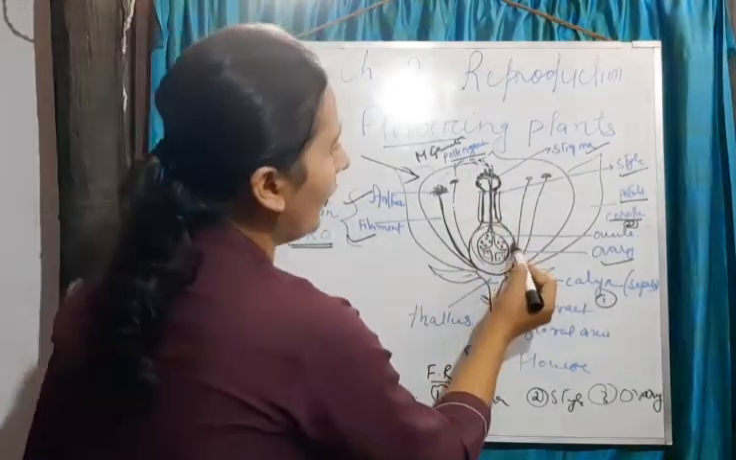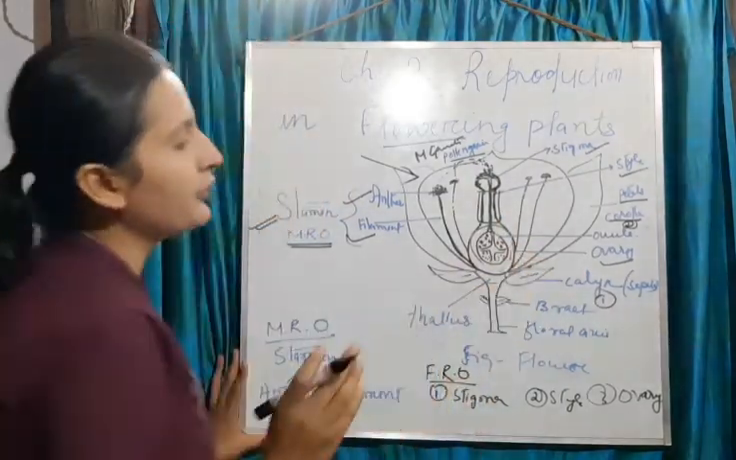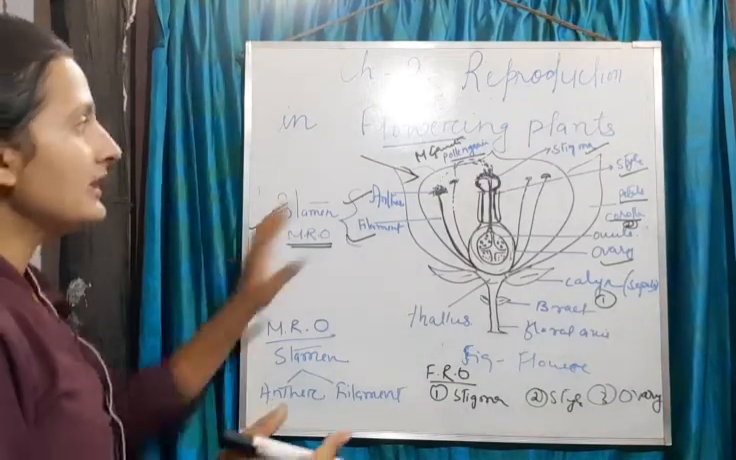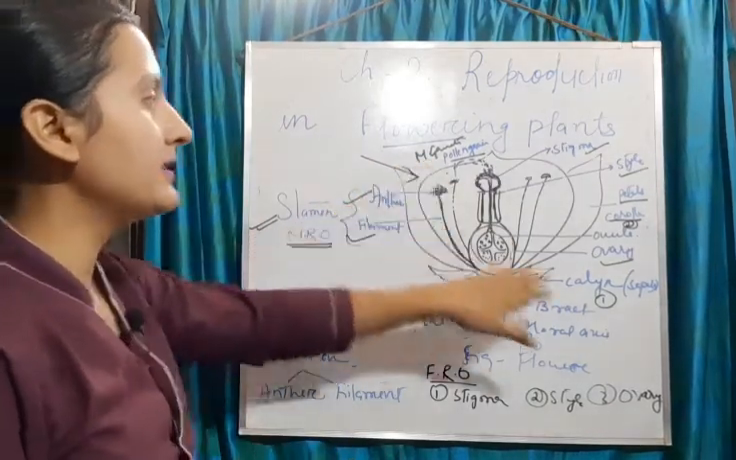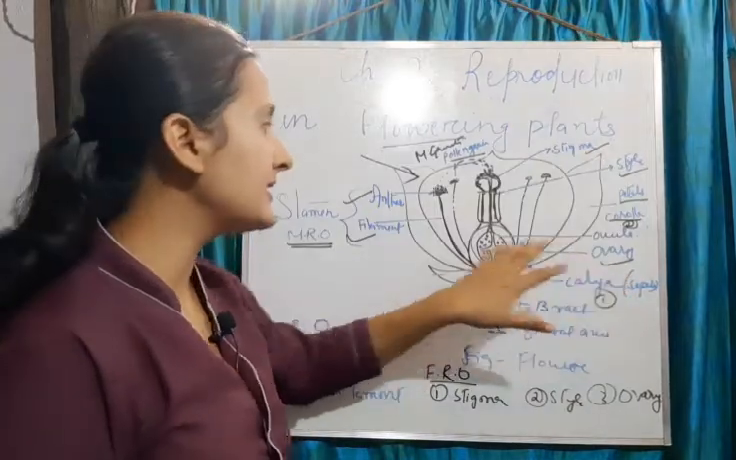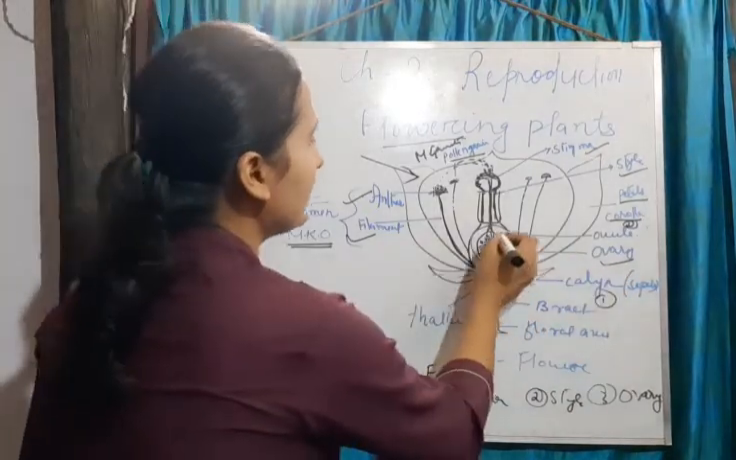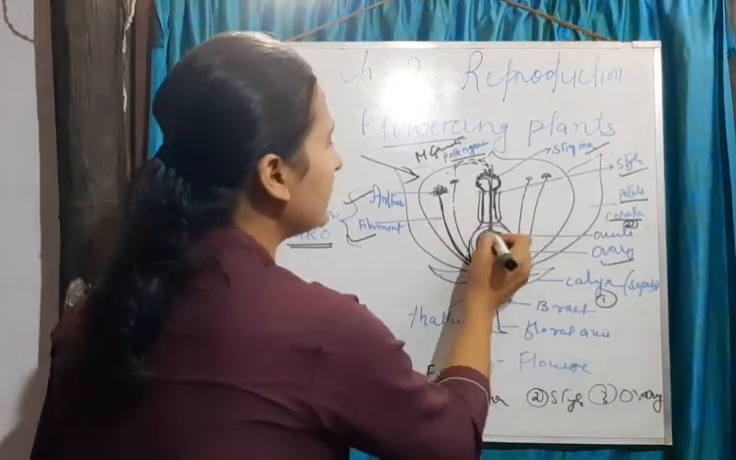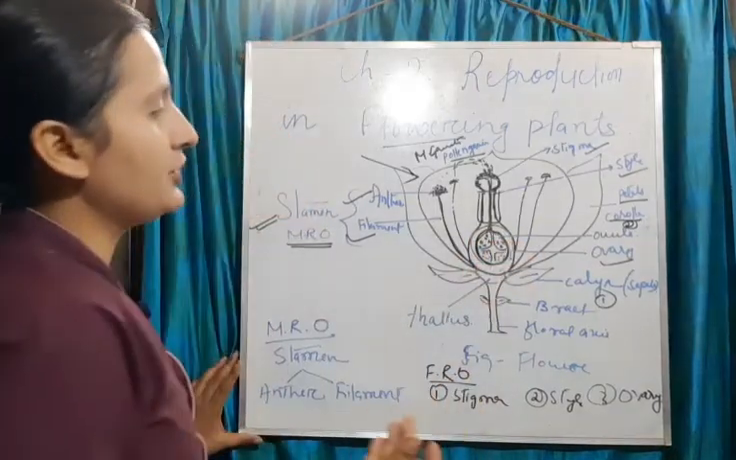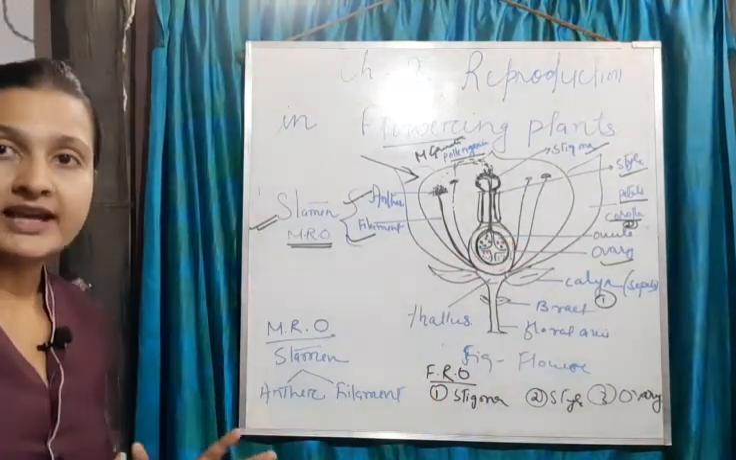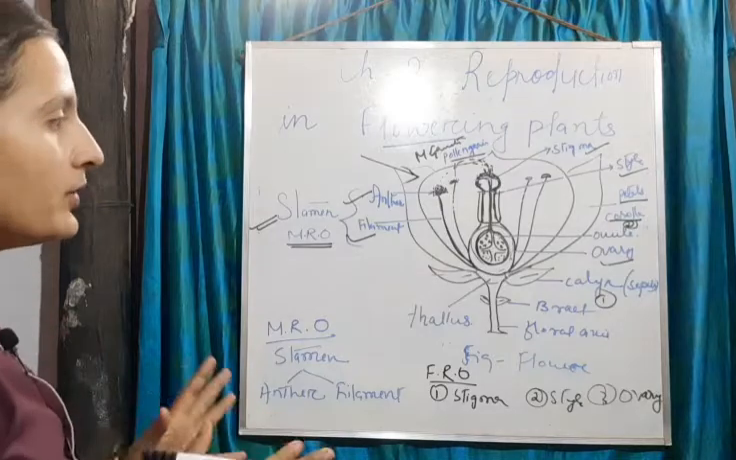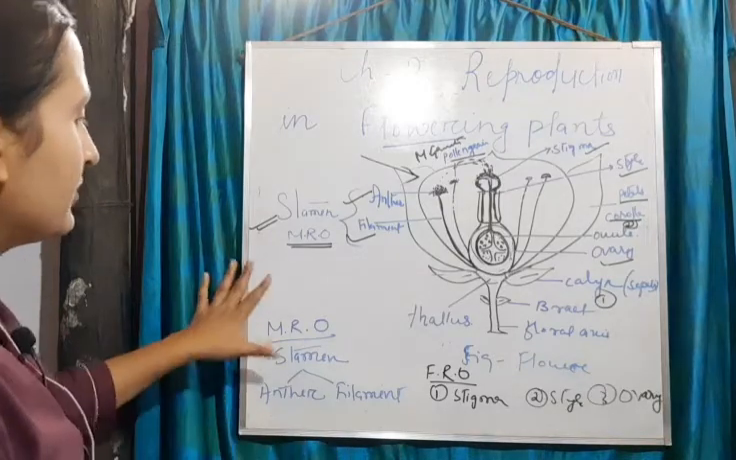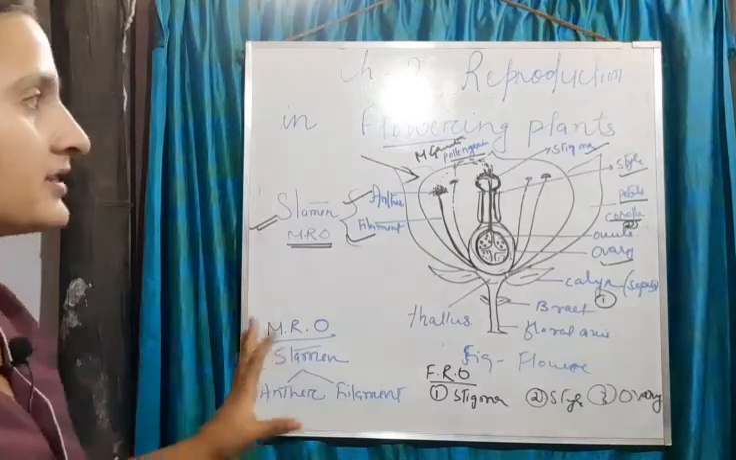And this is your ovary, and this ovary is the female reproductive part, while the pollen grain is the male gamete, right? So the ovary is the female part, and it consists of ovules. Inside there is an ovule, and this ovule further produces seeds after fertilization. I hope this is clear to you about the female and male reproductive organs.